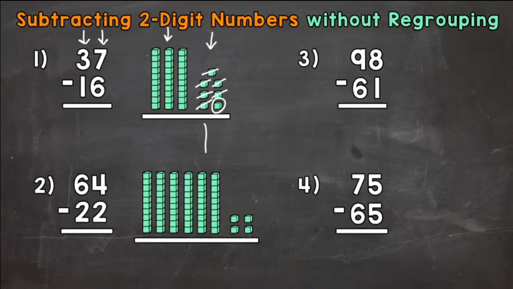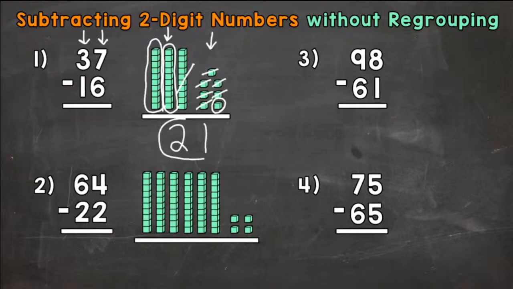Now we move to the tens. So we have 3 tens minus 1 ten. So let's subtract or take away 1 ten. Let's see how many we have left. 1, 2. So we put a 2 in the tens place in our answer. Our final answer, 21. Let's go over to the left to the original problem and solve it over there as well and see if we still get 21.